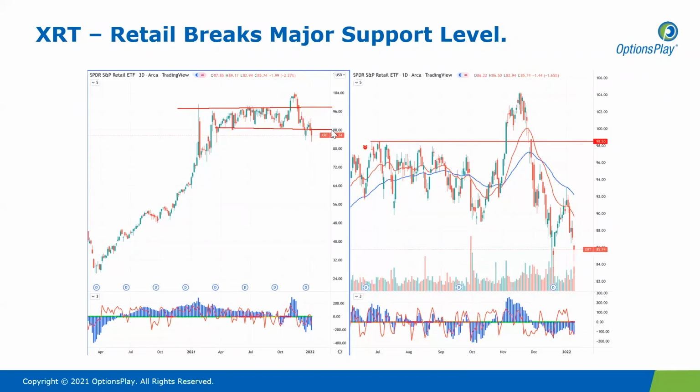And especially with this break below that 88 key level. Sorry, it's not a great line there. But I'll draw this zone as that 88 level here, this zone between 88 and around 86 or so. We're starting to see price break below that level. Momentum has turned negative. And I do think there's room for further downside here. And in terms of downside targets, I'd be looking at around 75, 76 or so as possible short to medium term targets here for the retail ETF.